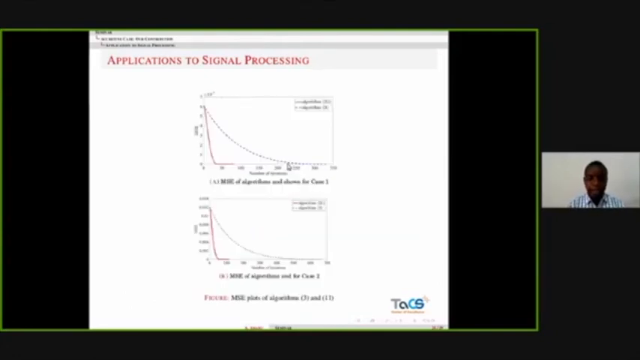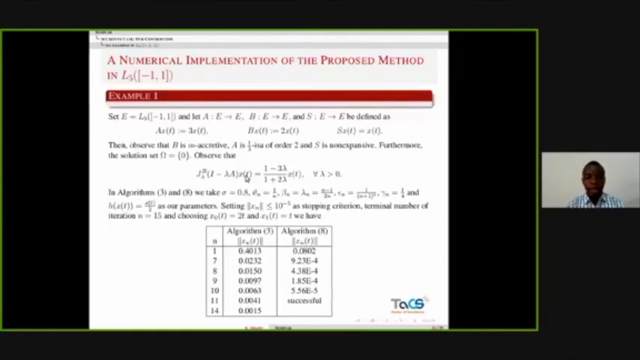Here is the graphical plot for the mean square error with respect to the number of iterations. The one in broken lines in blue is that of Wang et al., while this one in red is our proposed algorithm. Now we also give a numerical implementation of the method in a Banach space, which is more general than Hilbert space, to support our extension.